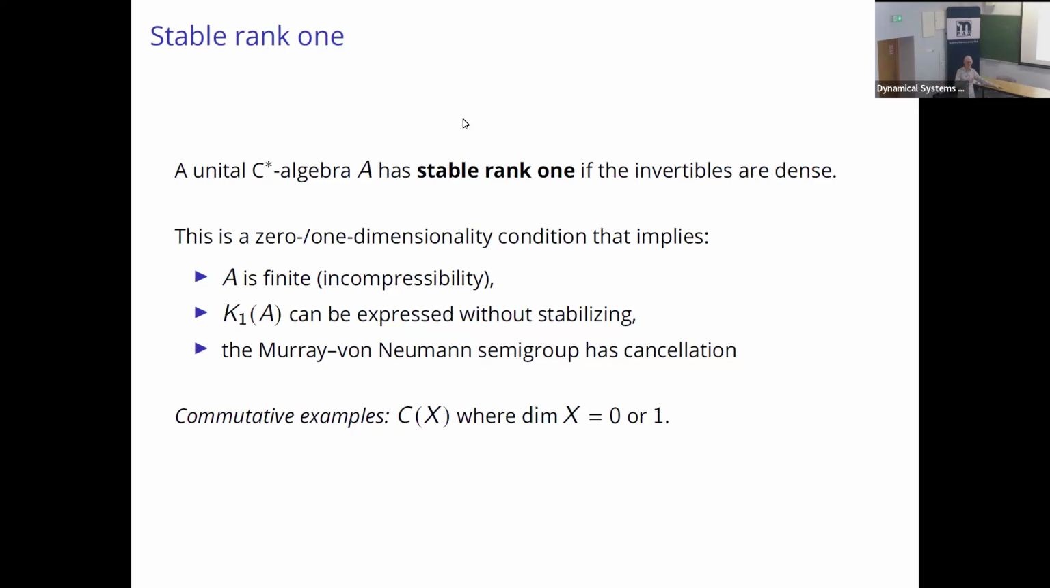Functions on the interval into the complex plane, these are just paths. In the complex plane, you can always perturb one to avoid 0. And stable rank 1 says exactly the invertibles are dense. That means perturbing such a path so that it doesn't hit 0.